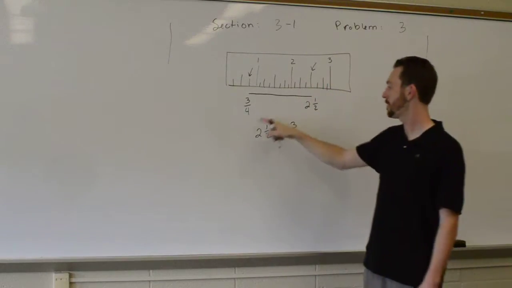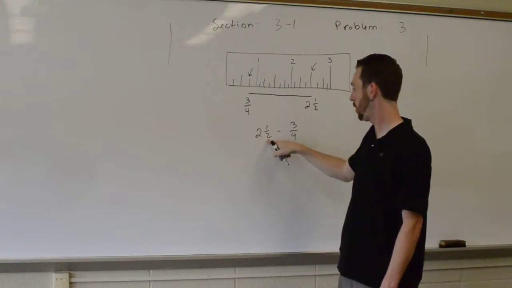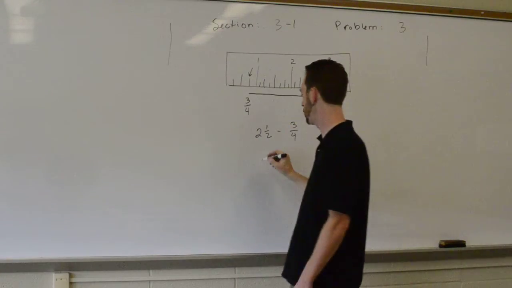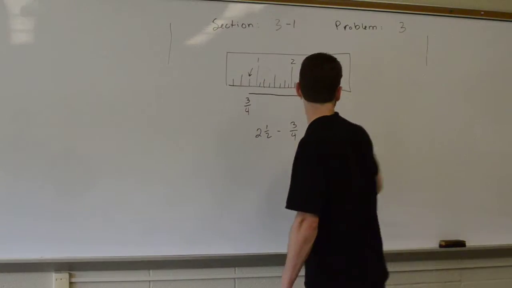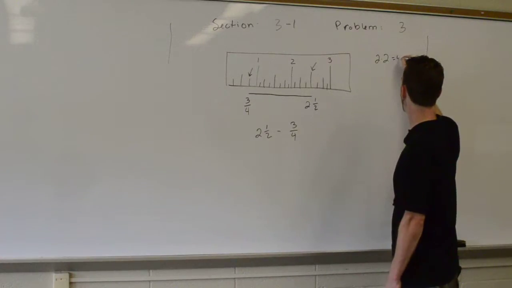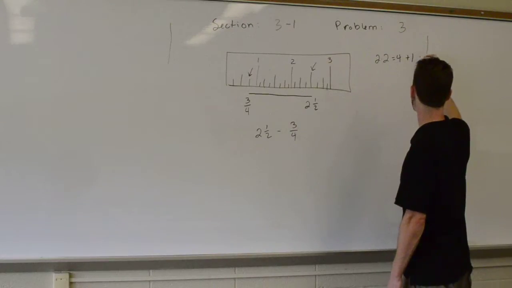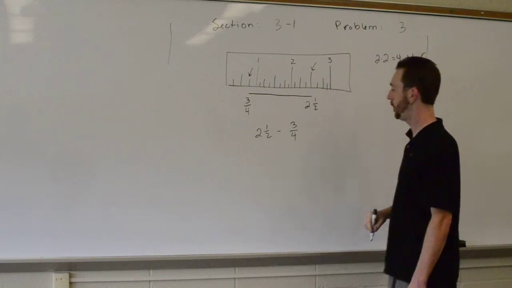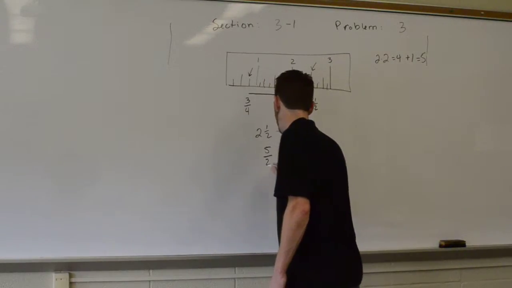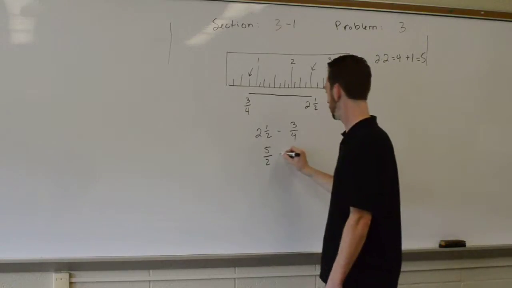First, we need to convert this mixed number into a fraction. So we do that by multiplying the denominator by the front number and then adding what's in our numerator now. So we're just going to do that off to the side here. 2 times 2, which is 4. And then we need to add the number that's in the numerator, which is 1. So that gives us 5. So this number can be converted into 5/2. 3/4 does not need to be converted.